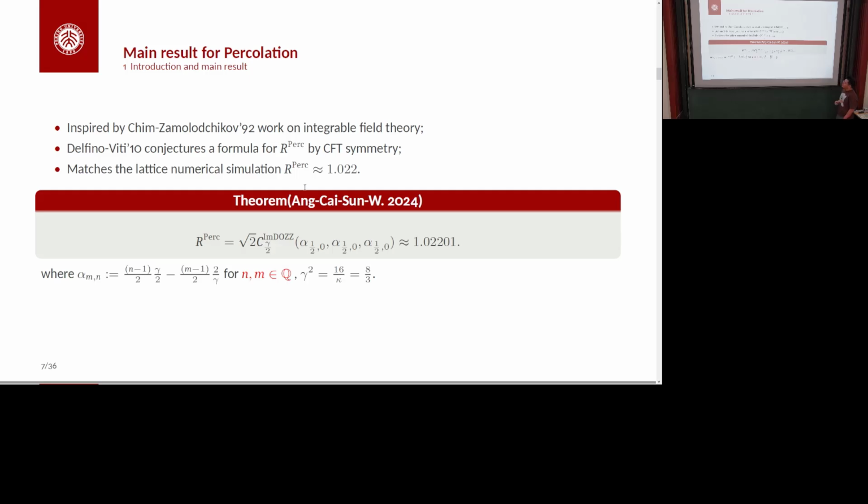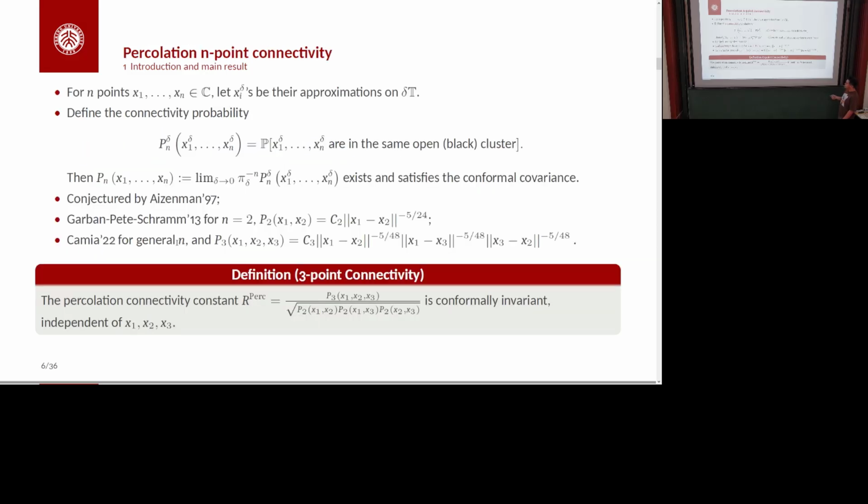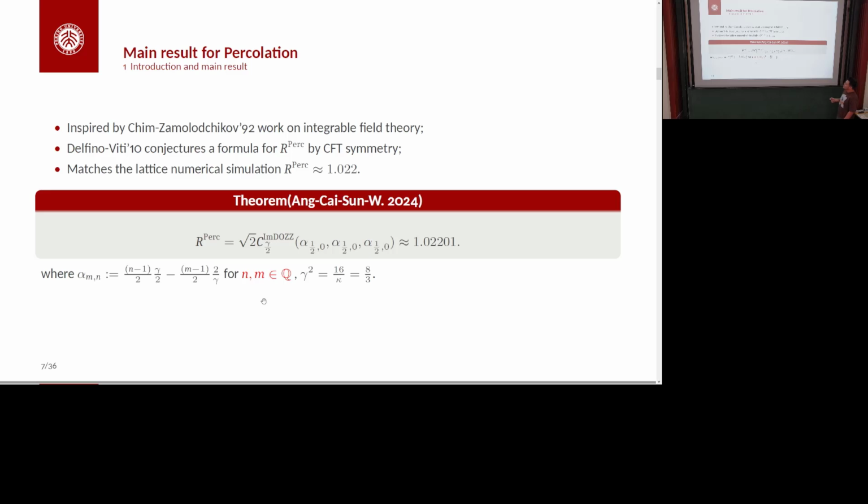1.022. Our main result is that we explicitly compute this R using this definition here. This result is given by the imaginary DOZZ formula with the insertion given by this one. I label this in the sense of a Kac table formula, but here m and n will be some rational numbers. If you have this explicit formula, you can find that it actually coincides with the numerical results.